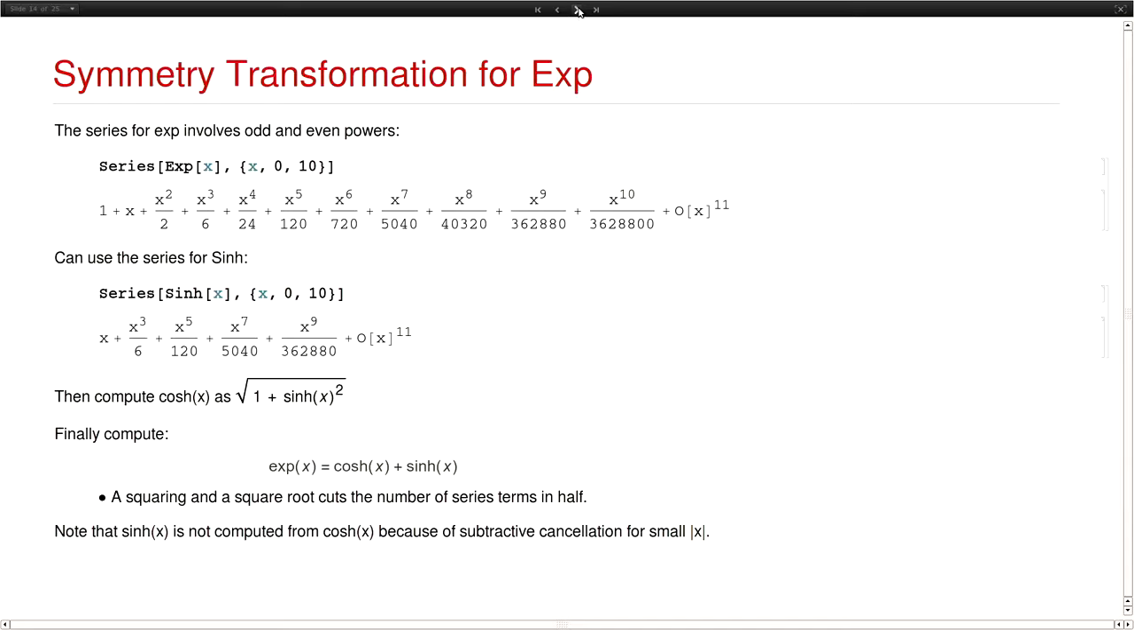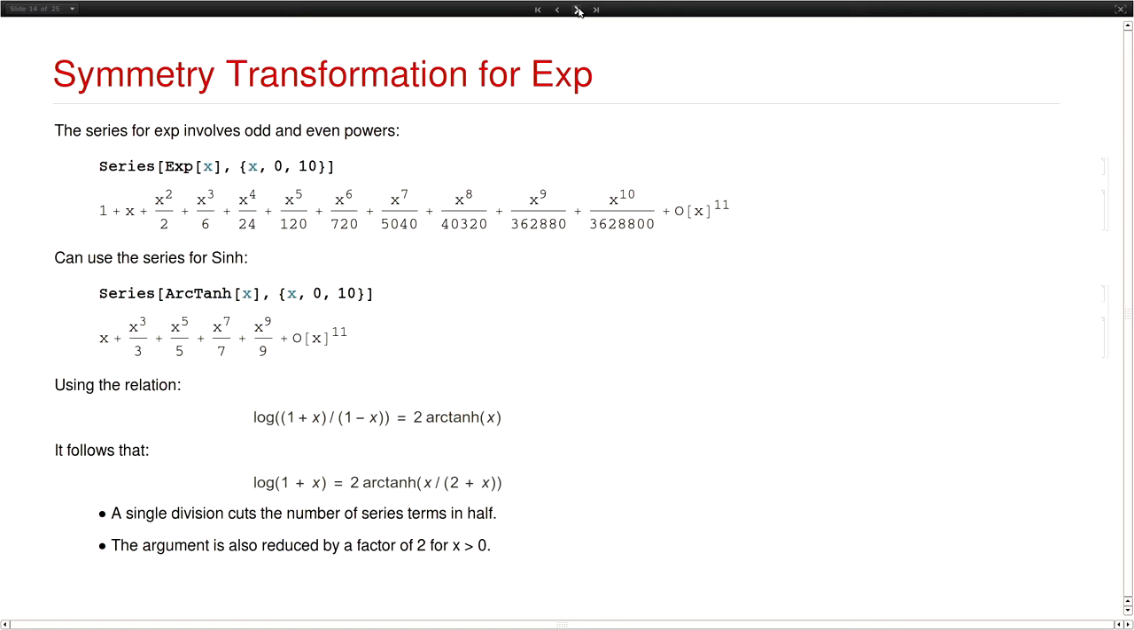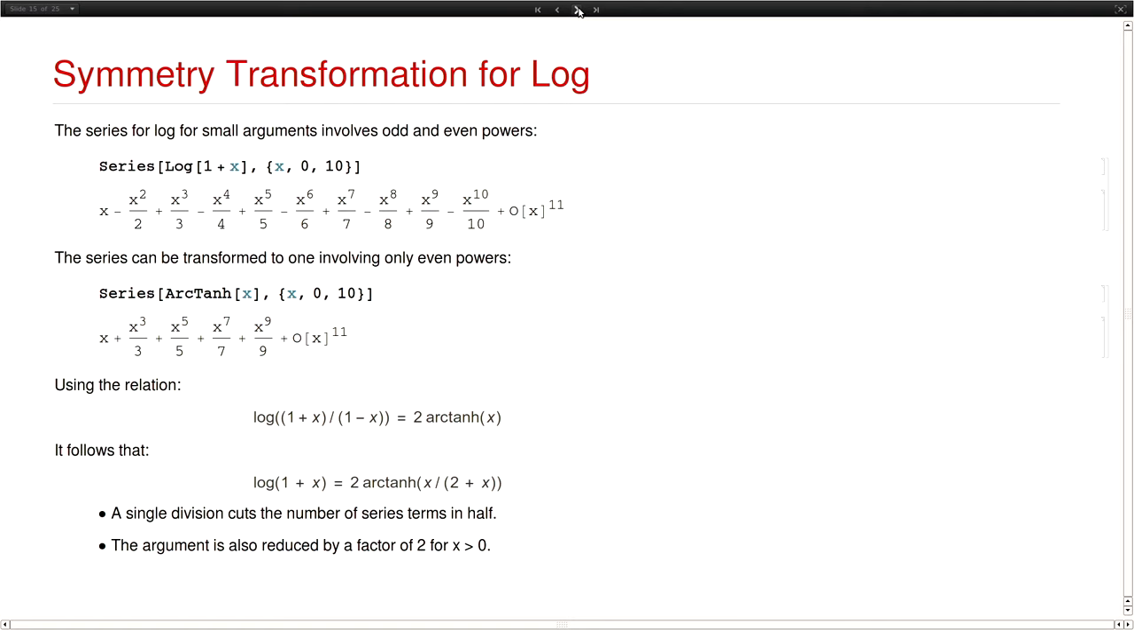Now, for the exponential functions, I can use some kind of symmetries. So here the exponential function involves all powers, but if I compute the series for sinh, which is just the odd powers, then I can use the inversion formula to get the cosh, and I can just add the two together. So here I've only evaluated a series with half the number of terms, and just by doing a square root and a square, I've effectively got the exponential. So I've effectively cut the work in half here, because this series is like half as expensive to evaluate as this series, okay? And a similar kind of idea for the logarithm.